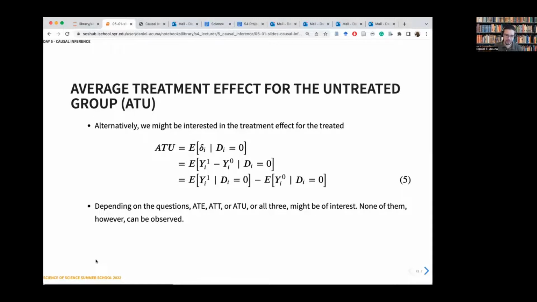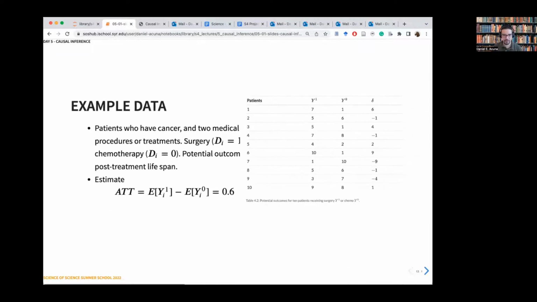And we can do the opposite. What is the treatment effect on the untreated? But none of these quantities can be observed, so we need to make assumptions. So here's an example data set where we see everything.